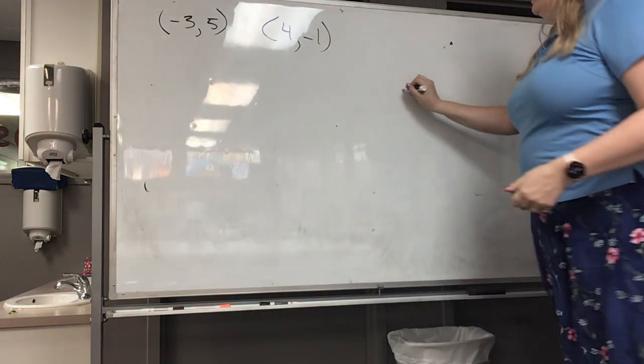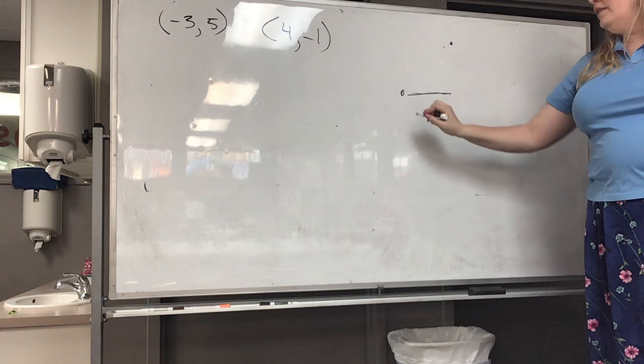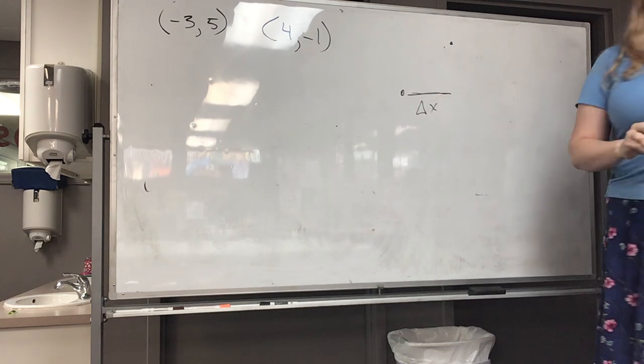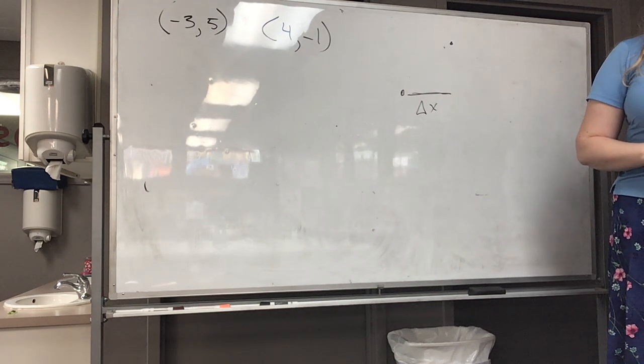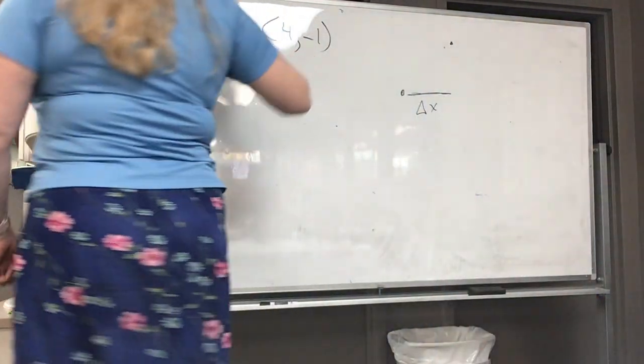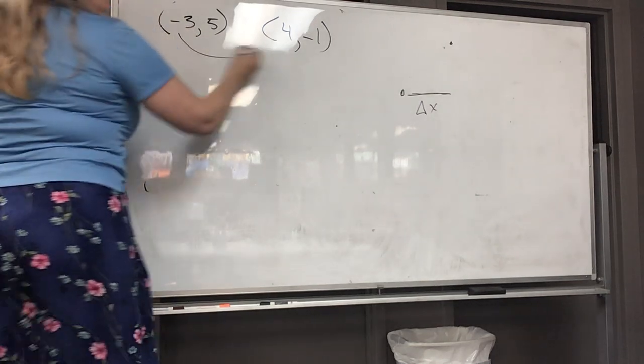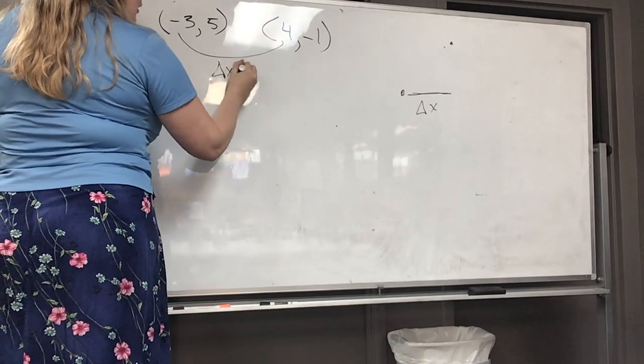If we're talking about the distance between 2 points, we're looking at the change in x. How far horizontally has it changed? From -3 to 4, how far apart are those? So we're looking at change in x equals 7.